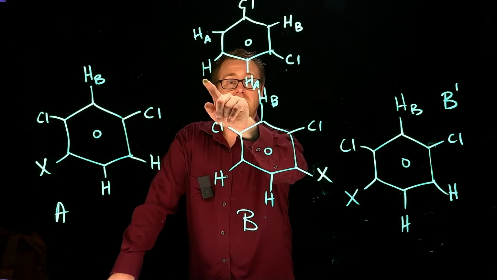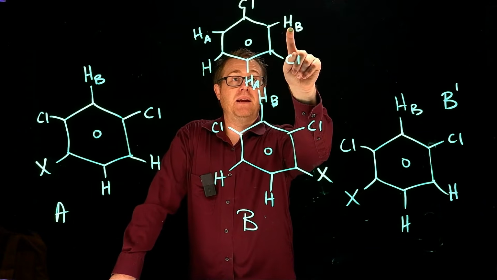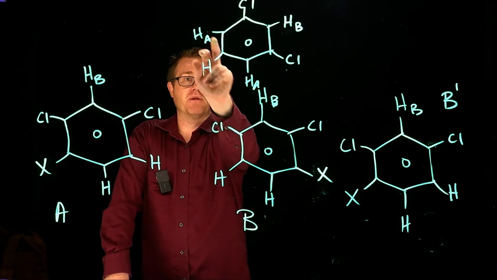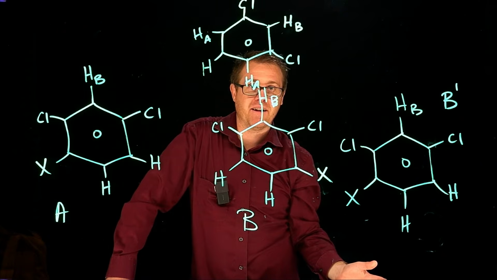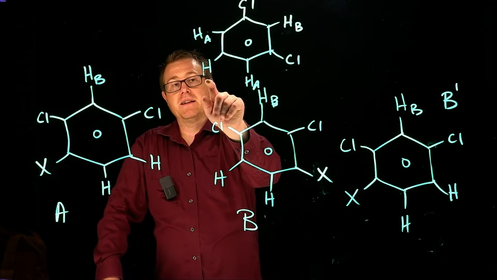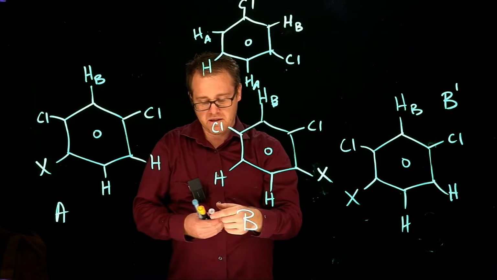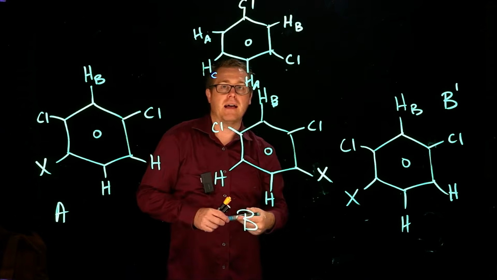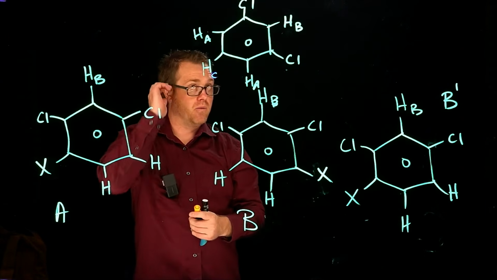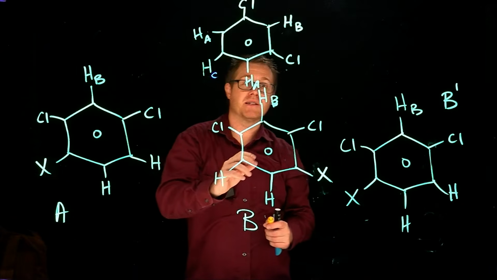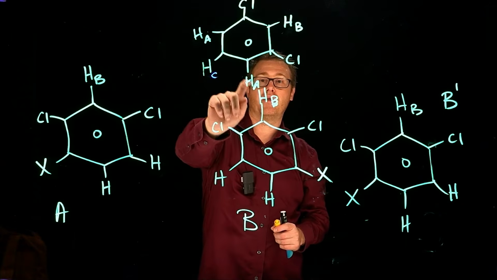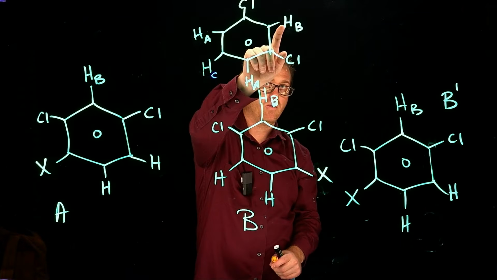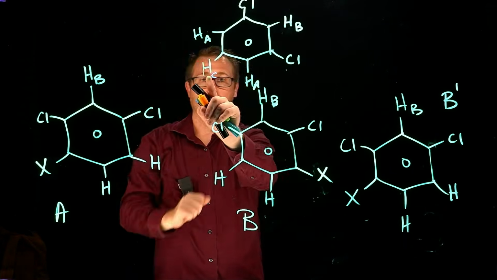And then the last one, you can see that HB is sandwiched between two chlorines. This hydrogen is sandwiched between two protons. Different chemical environment, so that's going to be its own unique chemical signal. So this one also has one signal. So got to be very careful here. How many protons do we have? 1, 2, 3, 4. But how many signals do we have? Only 3. 1, 2, 3.